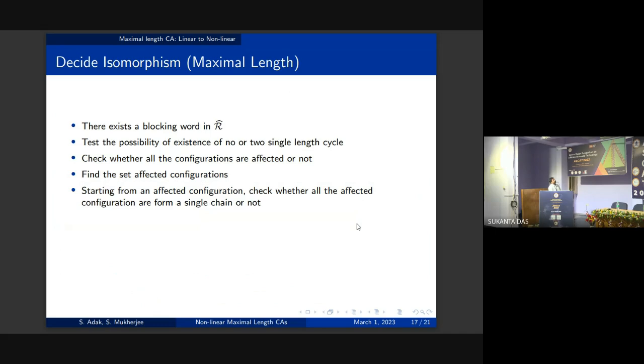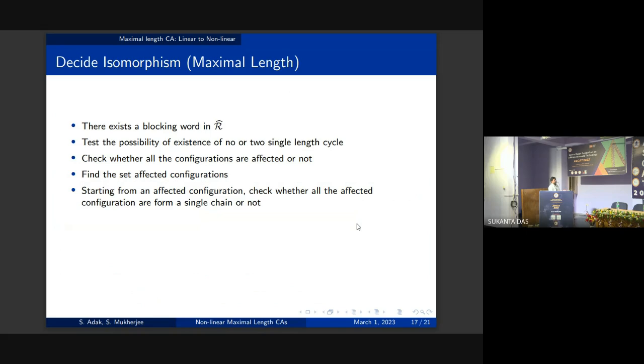If there is a blocking word in the new CA, then we decide that it's non-maximal length. And if there is no blocking word, then we move forward. Second step, we check whether there is only one single length cycle or more than one. If there is more than one single length cycle, then we take our decision at this step, that the CA is non-maximal length, and we break. If there is only one single length cycle, then we move forward.